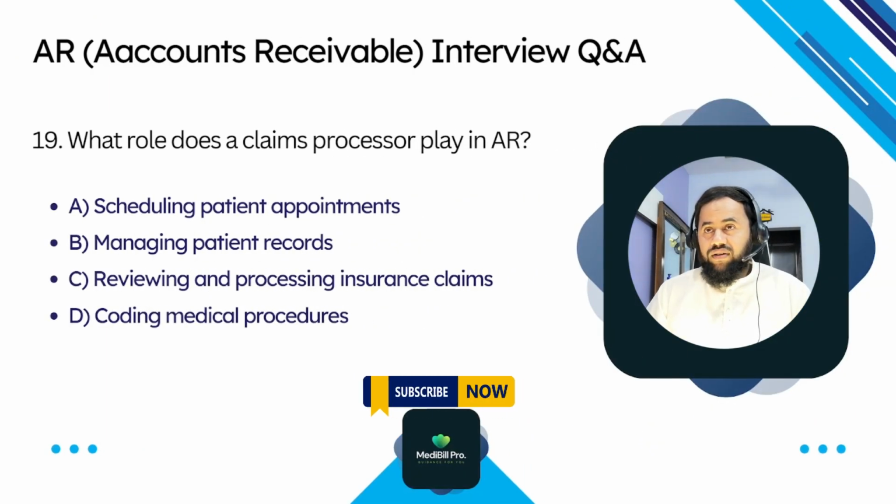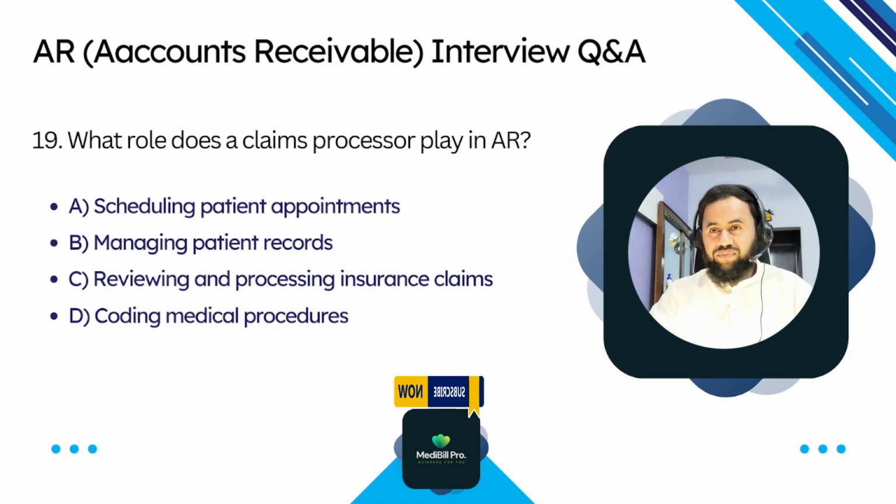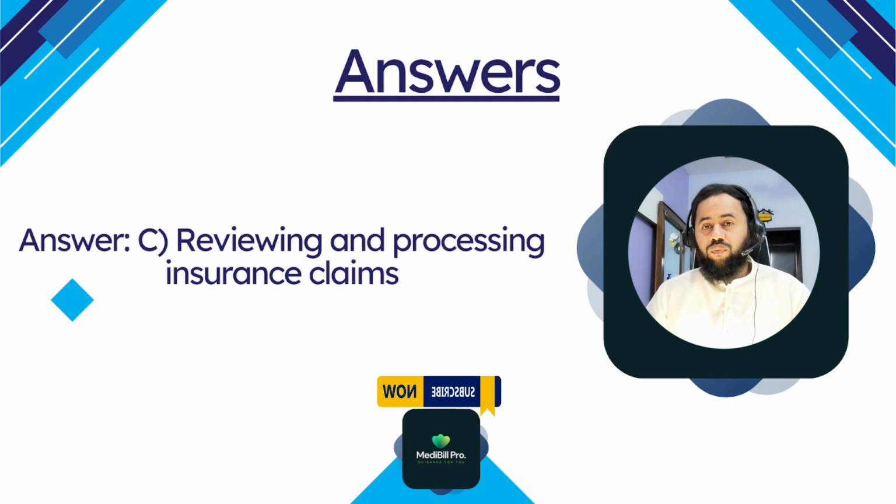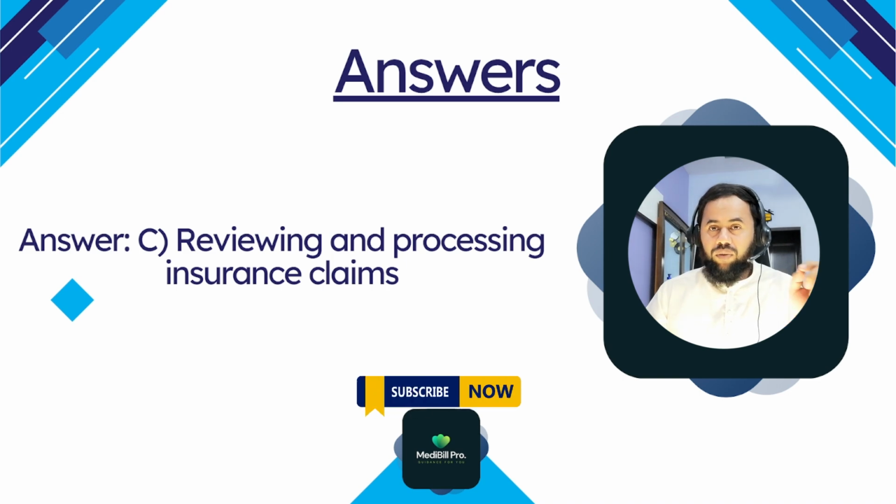Question number 19, what role does a claim processor play in AR? What is their role in AR? A, scheduling patient appointments. B, managing patient records. C, reviewing and processing insurance claims. D, coding medical procedures. So option C is the correct one, reviewing and processing insurance claims. A person who reviews and processes the insurance claims, that is the main role for that person in AR.